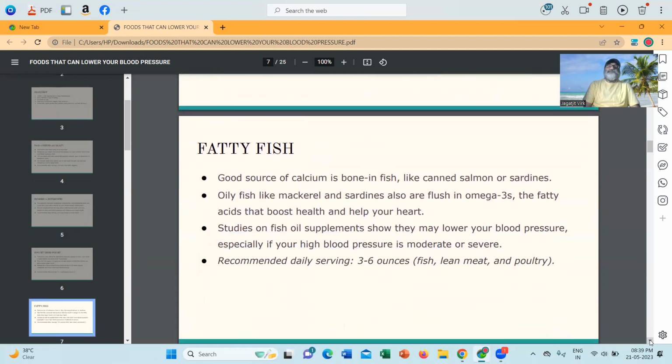Fatty fish. A good source of calcium is bone-in fish, like canned salmon or sardines. Oily fish like mackerel and sardines are also rich in omega-3, the fatty acids that boost health and help your heart. Studies on fish oil supplements show they may lower your blood pressure, especially if your high blood pressure is moderate or severe. Recommended daily serving is 3 to 6 ounces of fish, lean meat, and poultry.